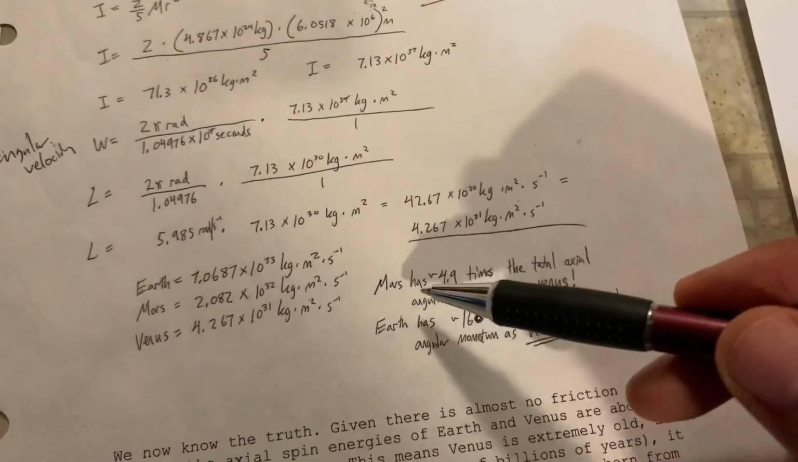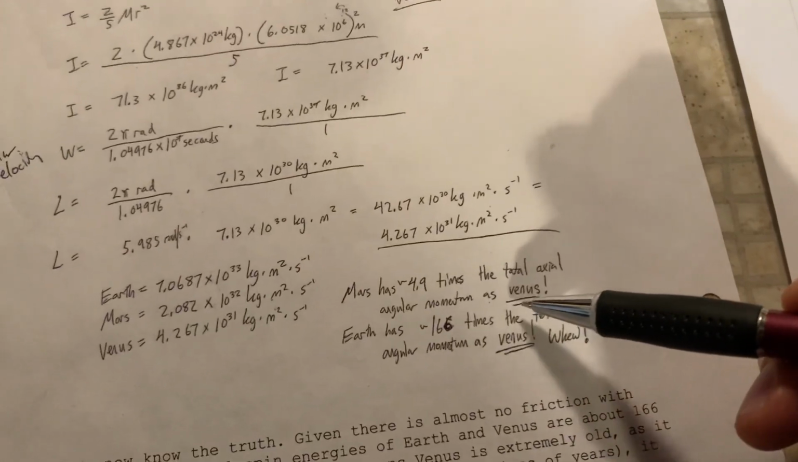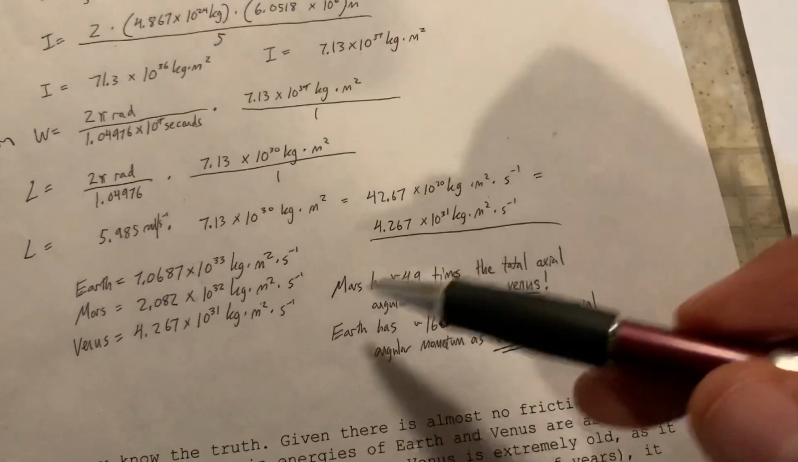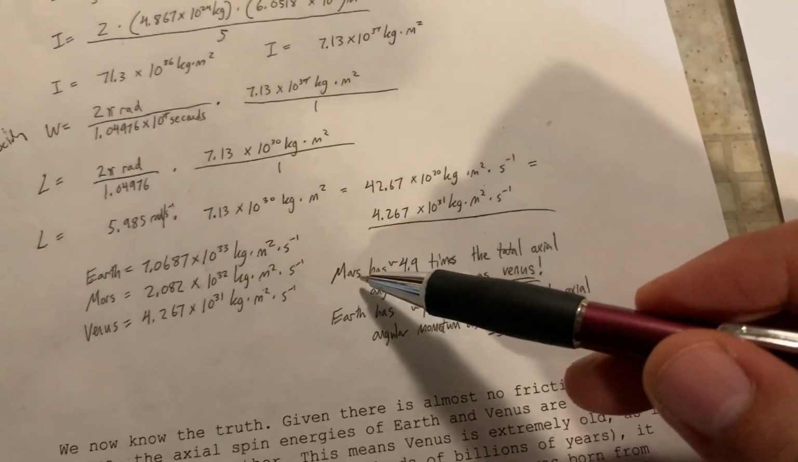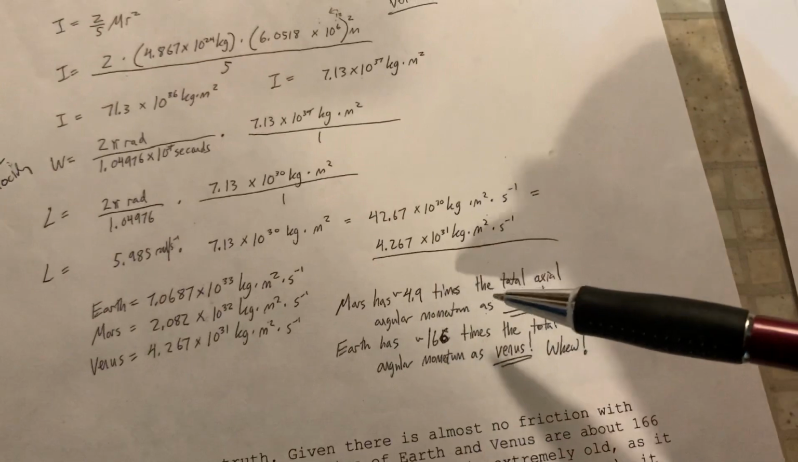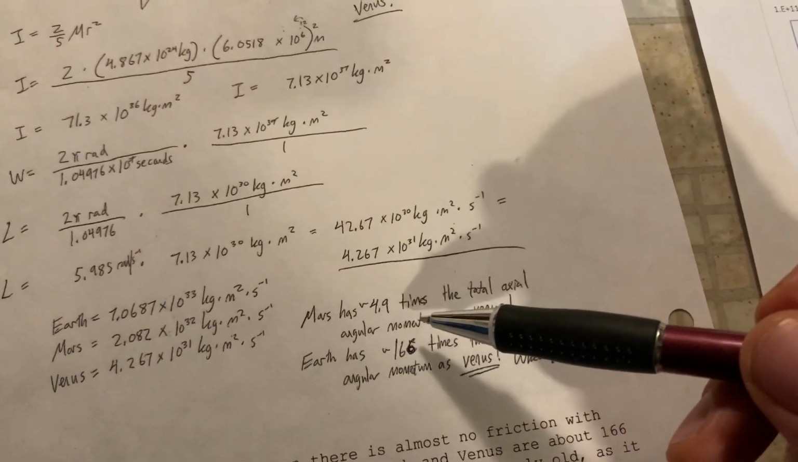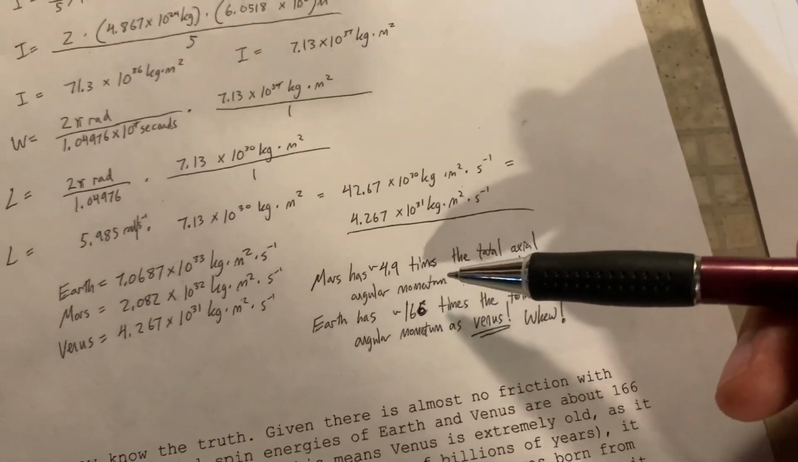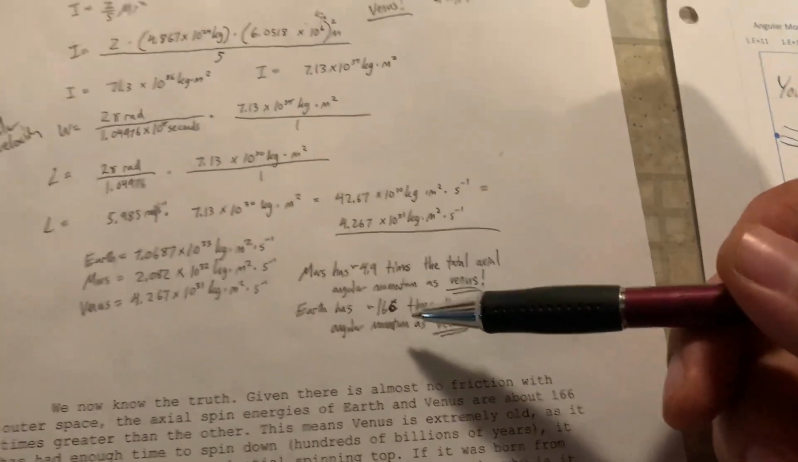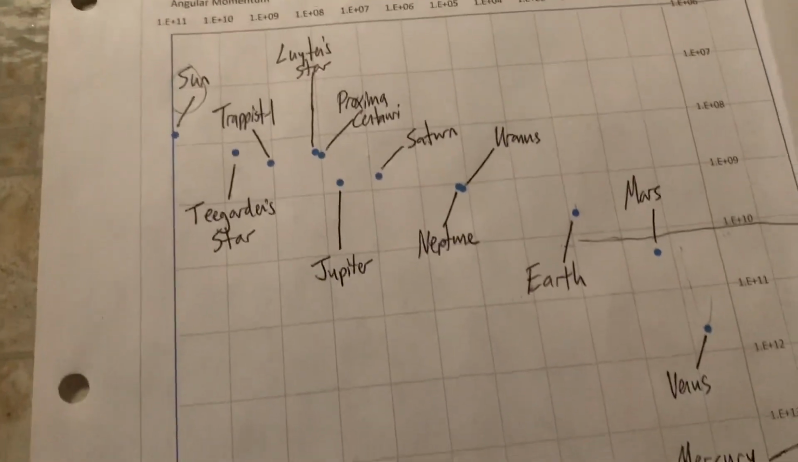I have here that Mars has 4.9 times the total axial angular momentum of Venus, and it has less mass, which is weird because you would expect something with more mass to be spinning with more axial angular momentum. But because Venus doesn't spin very fast, Mars spins faster and is younger. It has more axial angular momentum, so Mars is definitely younger than Venus. But I think I have this in paper number 438. I'll have to find that and I'll link it at the bottom.